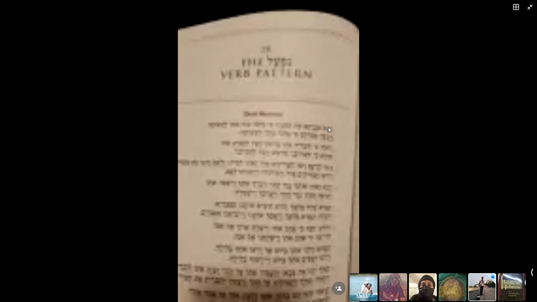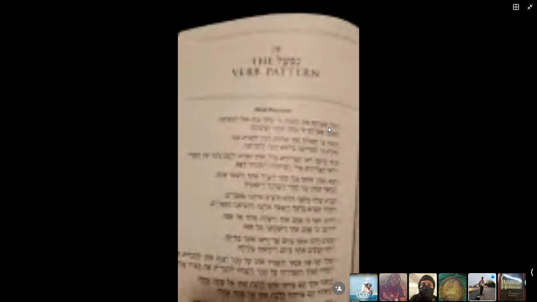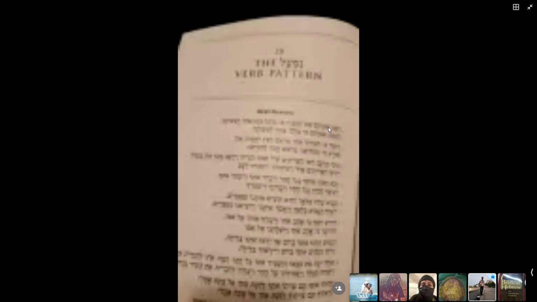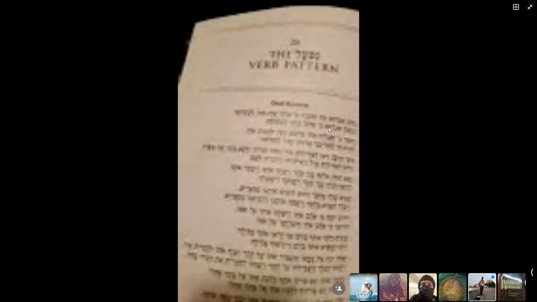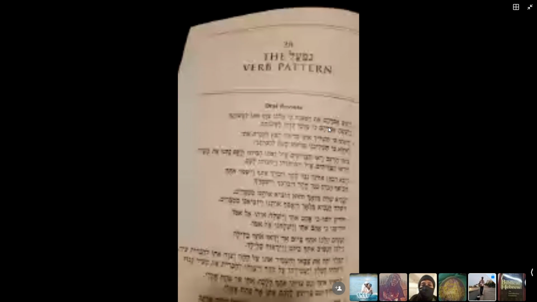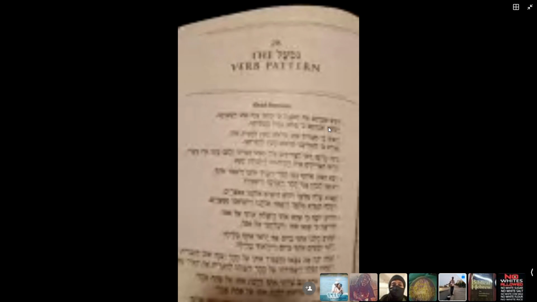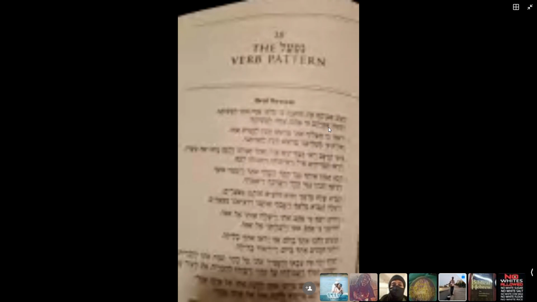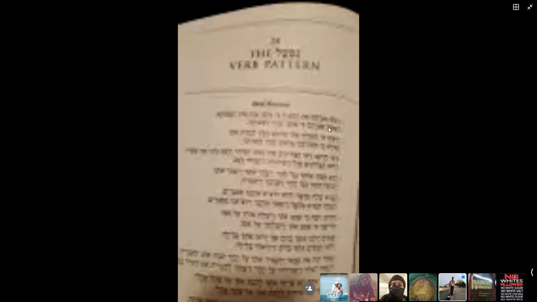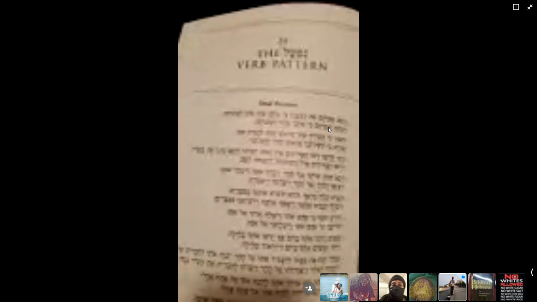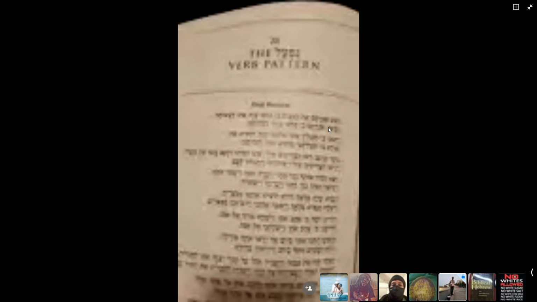All right, so an example I'll use, you have the verb shamar, of course, meaning he guarded. If I were to say nishmar, I now just said he was guarded. The subject becomes the recipient of the action, as opposed to the pa'al, where the subject is the one doing the action. All right, so let's go on ahead and jump into this.